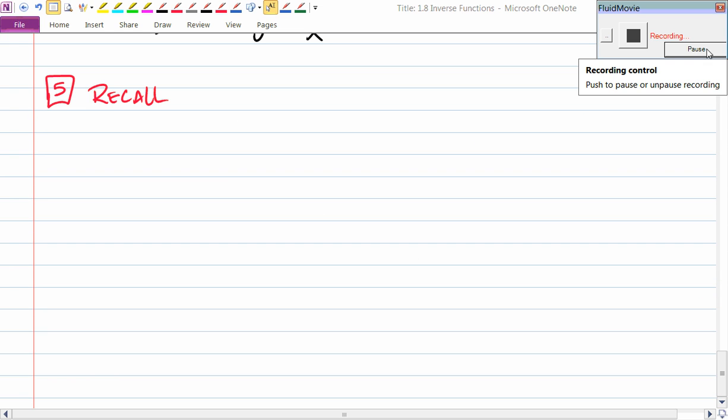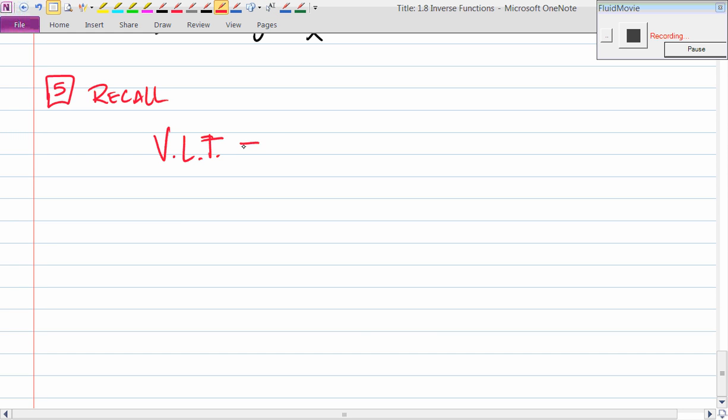Recall something. For the fifth box here, do you remember what the VLT is? Vertical line test. That's right. And what does it tell you if it passes the vertical line test? If it passes, very good, then your graph f of x is a function.